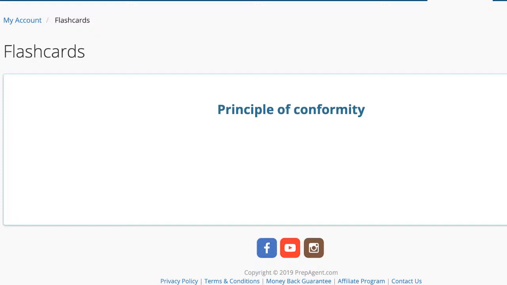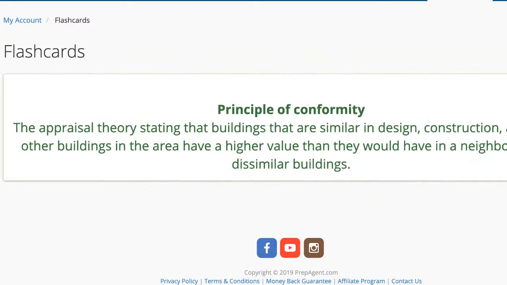Okay, principle of conformity. What is that? Principle of conformity just says value goes up if the community maintains a certain design and look. Okay, that's all that is.